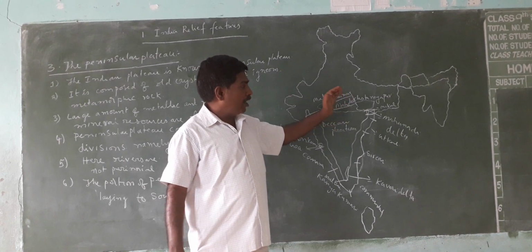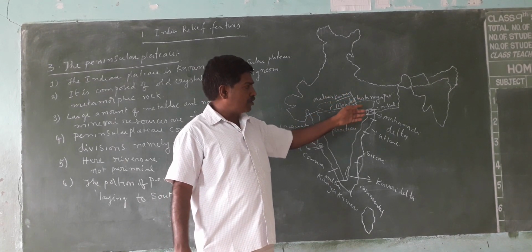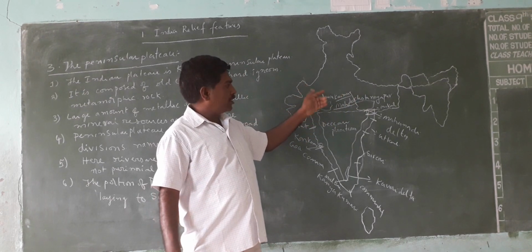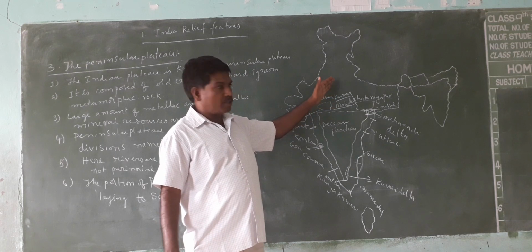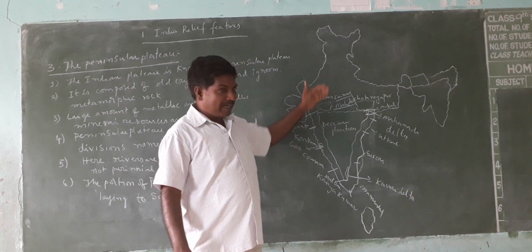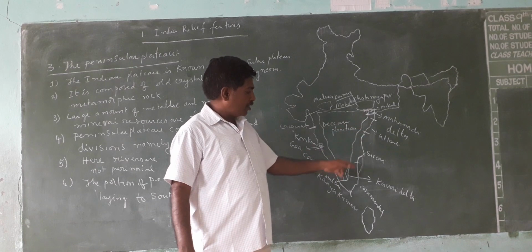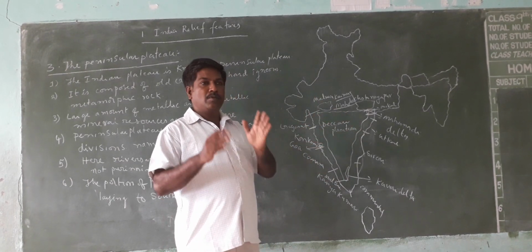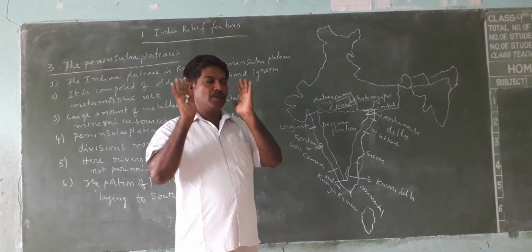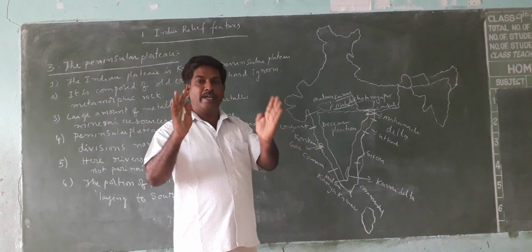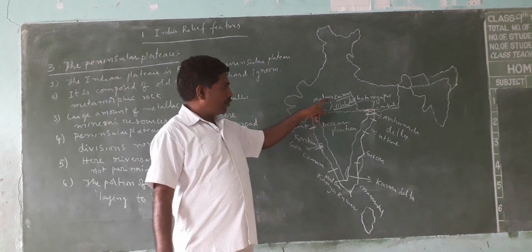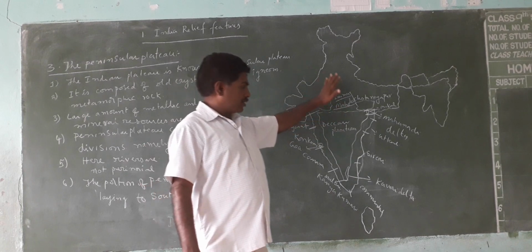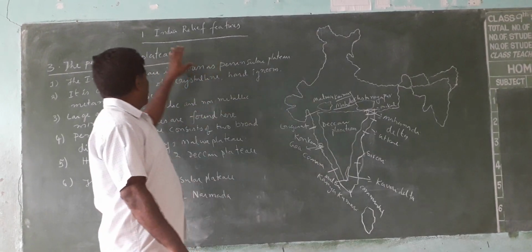On the northern side, Chota Nagpur, we know, is also the western part, and above the continuous Malwa plateau is the Aravali range, the oldest range in the world. Later, the triangular-shaped plateau is called the Deccan plateau. So the Indian peninsular plateau is composed of two great divisions, the Malwa plateau and the Deccan plateau. So this is the total about the Indian peninsular plateau.